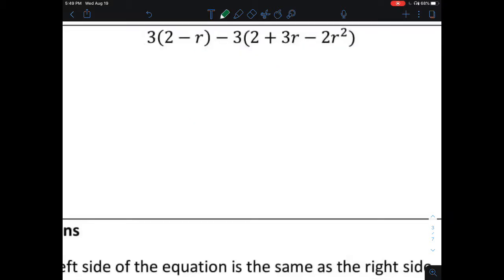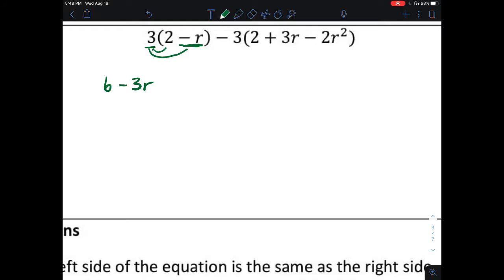Simplify this problem, and it's not fully expanded, so in order to simplify it, I'm going to have to distribute first. So I'm going to work my way from the left to the right. So I'm going to take this 3, multiply it to the 2. 3 times 2 is 6. And then take that 3 and multiply it to the negative r, which gives me negative 3r.